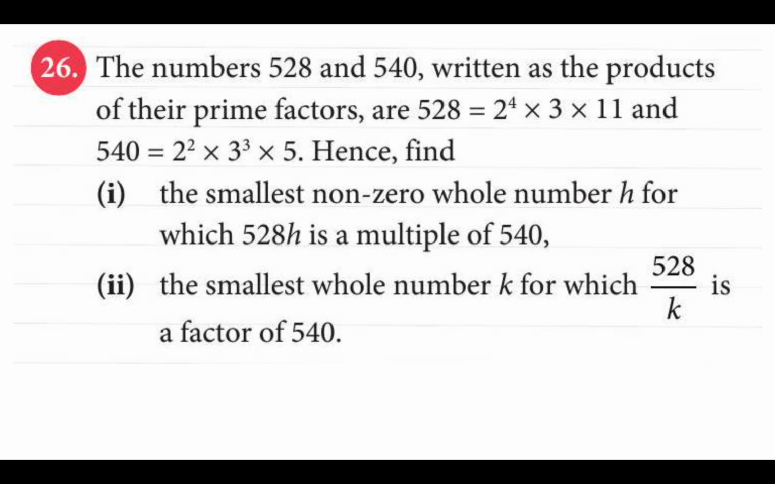The numbers 528 and 540 written as the product of their prime factors are: 528 equals 2 to the power 4 times 3 times 11. 540 is 2 to the power 2 times 3 cubed times 5. So what are we supposed to do? Well, we are supposed to find the smallest non-zero whole number, h, for which 528h is a multiple of 84.